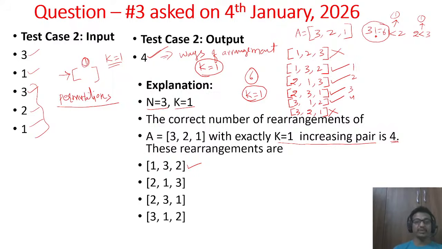So 1, 3, 2, we got the same. Then 2, 1, 3, we got the same. Then 2, 3, 1, we got. Then 3, 1, 2, we got. So we also got the 4 arrangements. Got it?